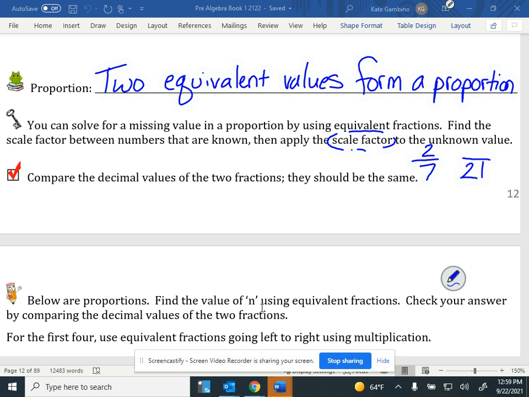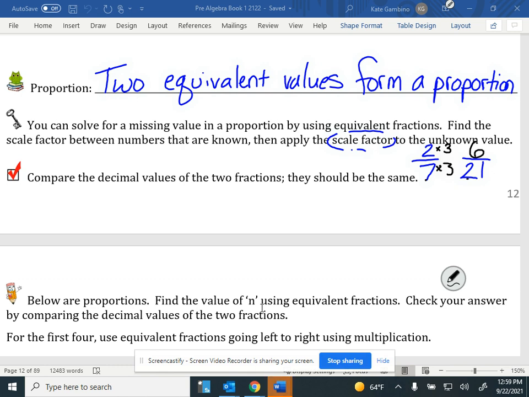Like it's factor there. So think about what you know. This was a new term for us, but using what we know, what do you think the scale factor would be? What you need to multiply by? Yeah, what you need to multiply by. So to go from 7 to 21, what did we multiply by? Right? 3. So that means we need to multiply the numerator by the same number. So 2 times 3 would be 6.